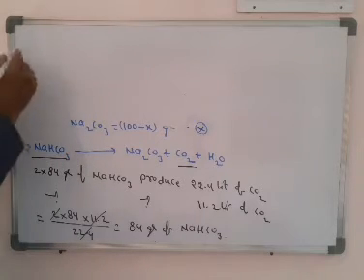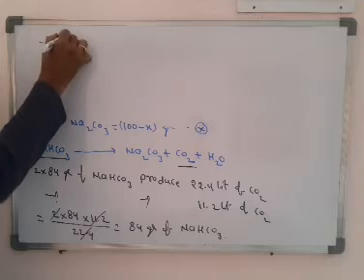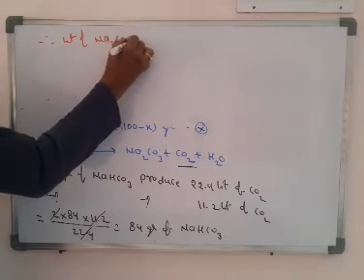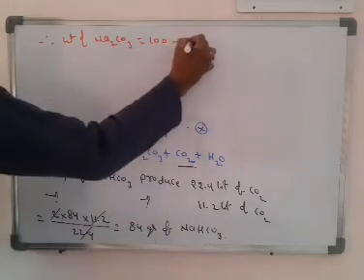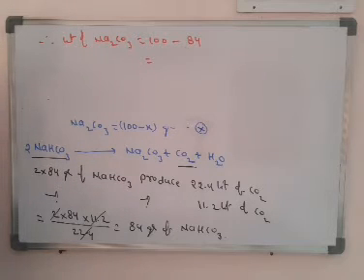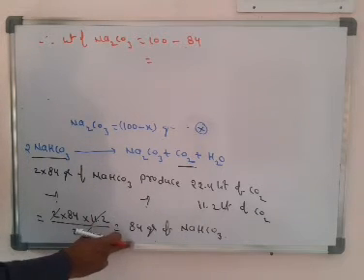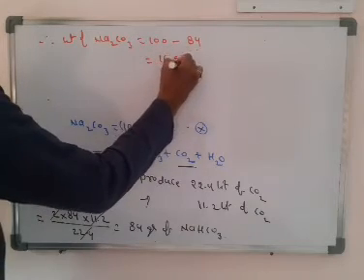So therefore here, the weight of sodium carbonate is equal to 100 minus 84. So we will get 16 grams. Actually, in the problem the question is about sodium carbonate, so here we got the amount, 16 grams.